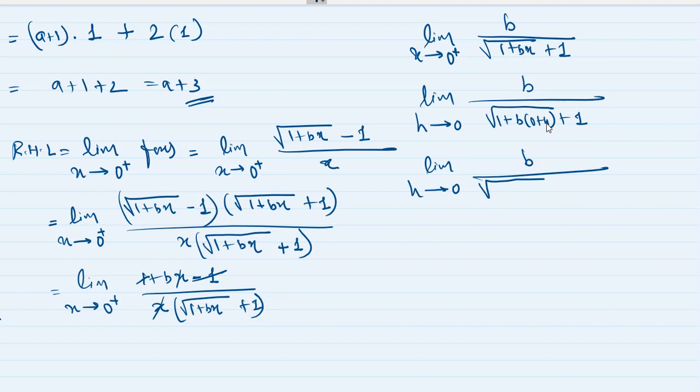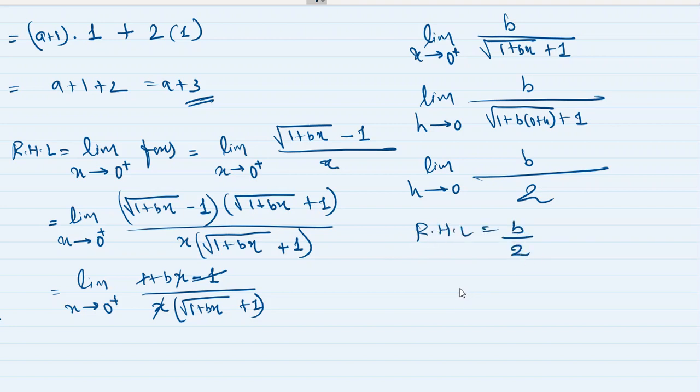and h is tending to 0, right? So this will become, wait, let me simplify this. Okay, so h is tending to 0, b into 0 will become 0, 1 plus 0 will be 1, root of 1 will be 1, and 1 plus 1 will be 2. So this will be nothing but b by 2, correct? So we know that RHL, the value of RHL becomes b by 2.